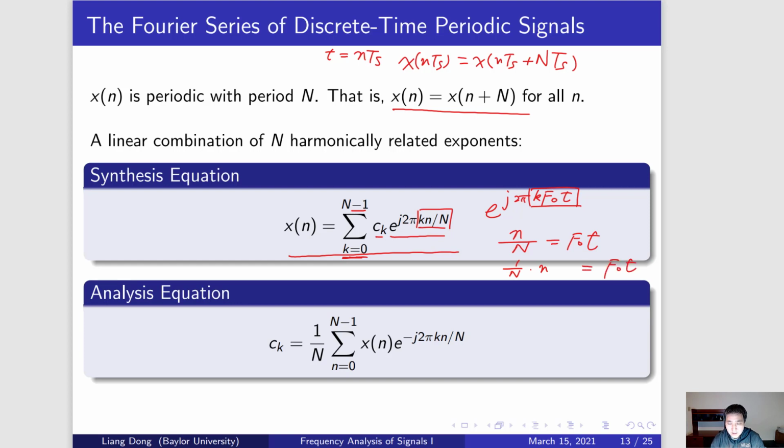Now, because n is a sampling index, an index for sampling, we can put a Ts here and put a Ts over here on the denominator. Therefore, this nTs is the sample time that's equivalent to this t. What we have here is 1 over N Ts is equivalent to the fundamental frequency f0.